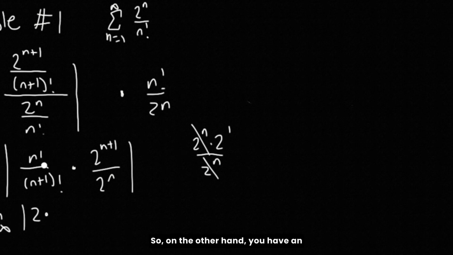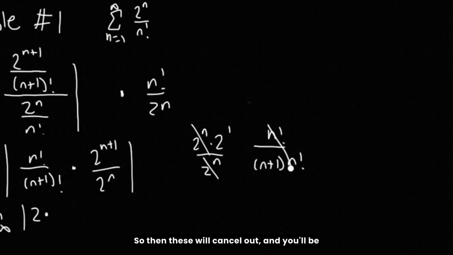On the other hand, you have n factorial over n plus 1 factorial. Keep in mind that n plus 1 factorial is n plus 1 times n times n minus 1, and so on and so forth. So we can write n plus 1 factorial as n plus 1 times n factorial. Then the n factorial will cancel out, and you'll be left with a 1 over n plus 1 here.